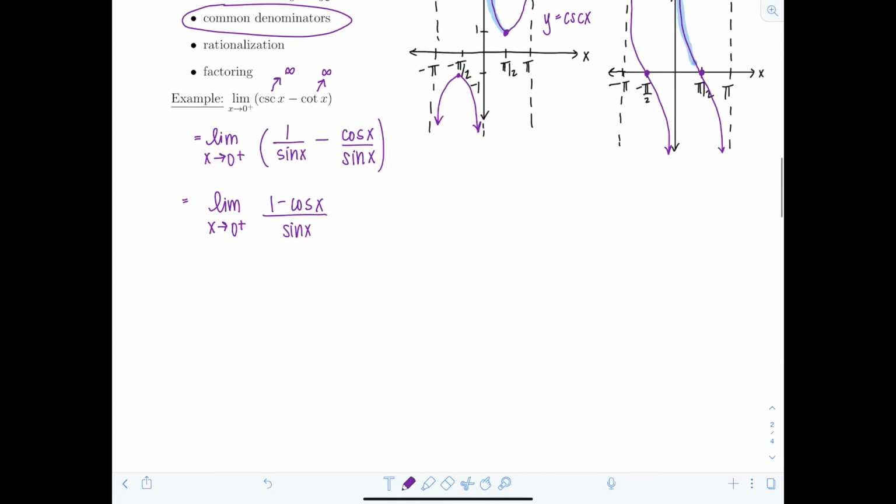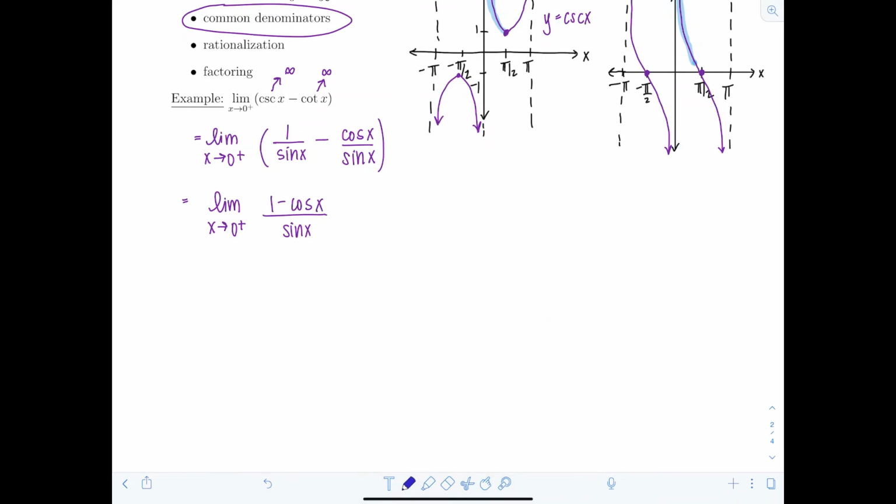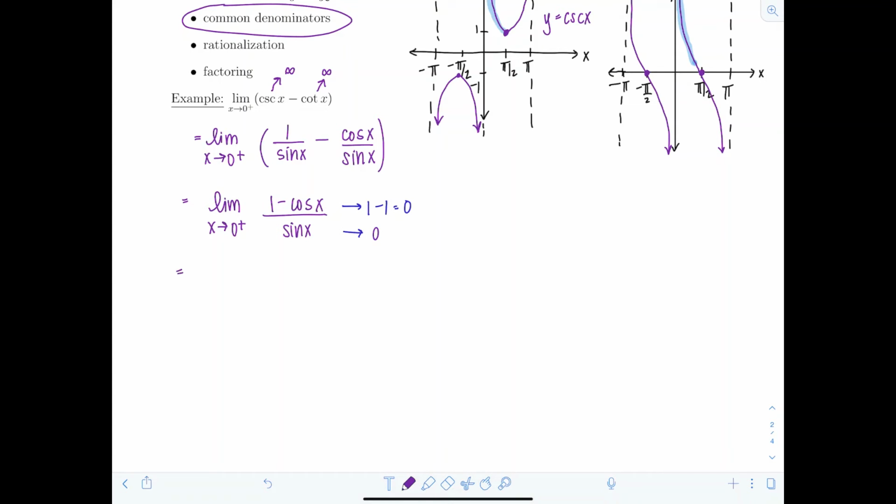All right, now let's evaluate our limit. As x approaches 0 from the right, I'm going to have 1 minus cosine of 0 is 1. So this is approaching 1 minus 1, which is 0. And the denominator, sine of 0, that's also approaching 0. So here I have an indeterminate form of the type 0 over 0, which means I am allowed to use L'Hopital's rule. So let's indicate that we're doing that.